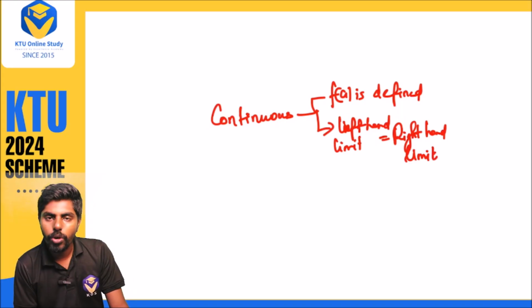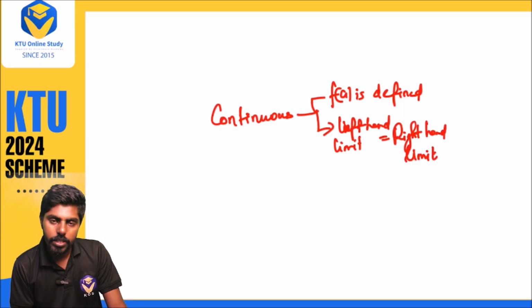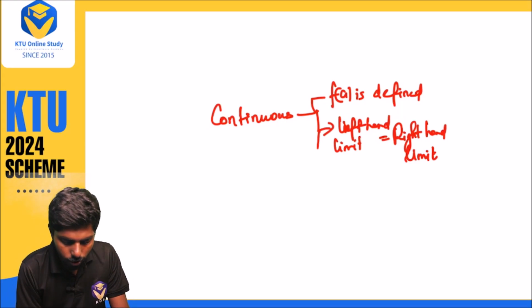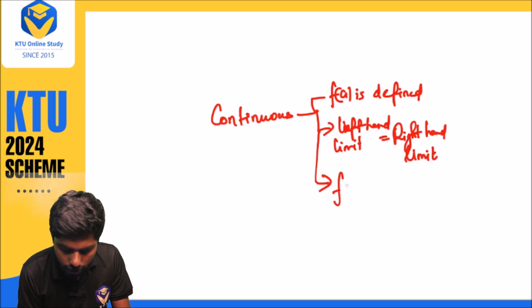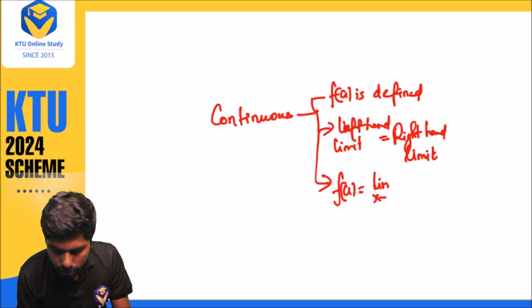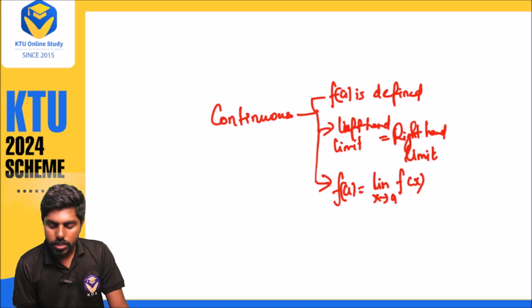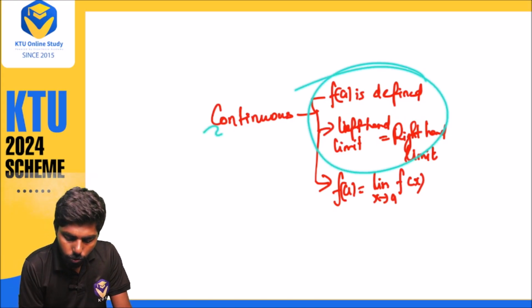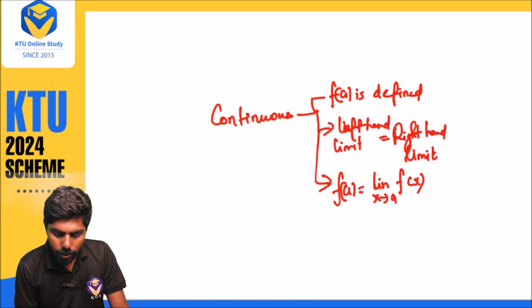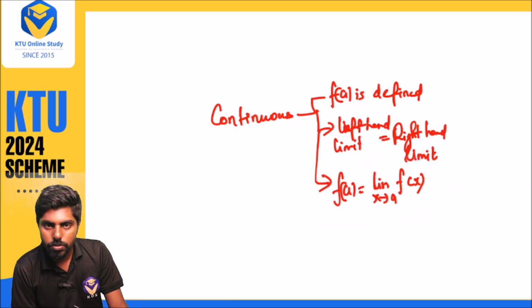Everyone knows how to identify the limits. What about the third condition? It says limit f of a is equal to the limit as x approaches a of f of x. These are the three conditions. When the first two conditions are satisfied, automatically the third condition will also be satisfied.